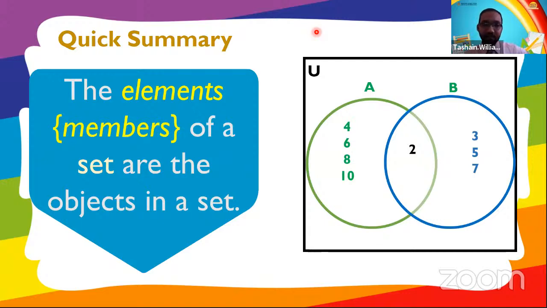Remember, you can use the raise hand feature, boys and girls. What are the members of set A? We're seeing 4, 6, 8, 10. We're seeing some persons even describing the set. Wonderful. Very good, boys and girls. 4, 6, 8, 10, and 2. All the members within this circle, within this set here, are the members of set A. Very good.